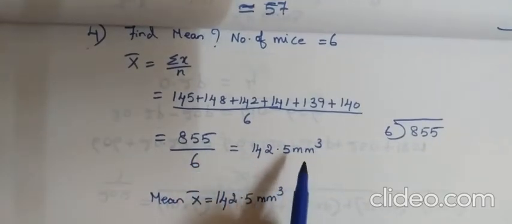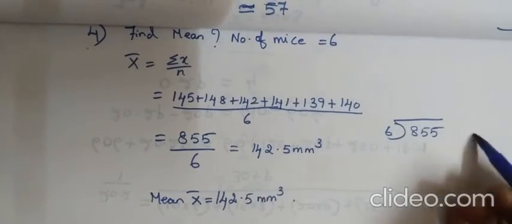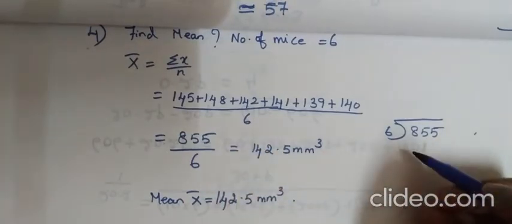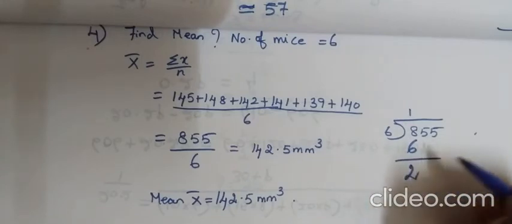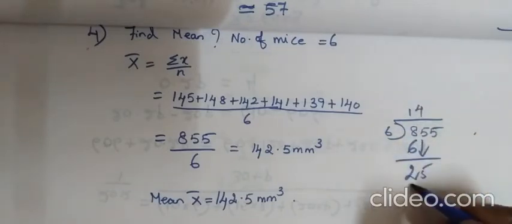So I have written the answer directly. Now we will do the division. So 855 divided by 6. 6 ones are 6. Balance 2. Then I can take this 5. 6 fours are 24.